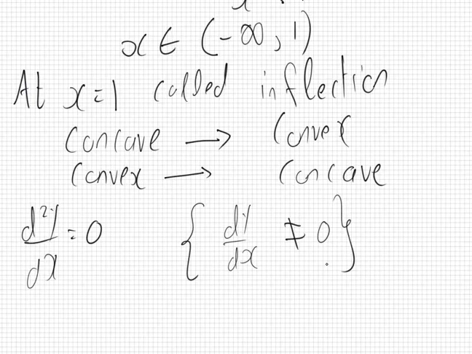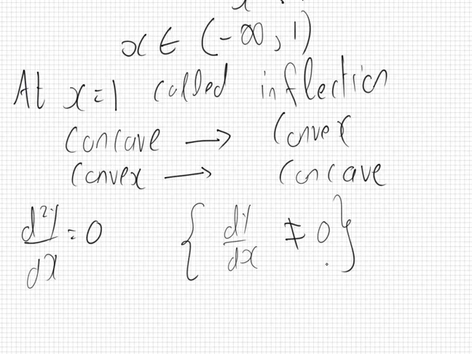So we have 3 key regions. We have concave. So second derivative for concave must be negative. Convex, the second derivative should be positive. An inflection point, it has to be 0. However, we cannot have the first derivative being 0 there as well.